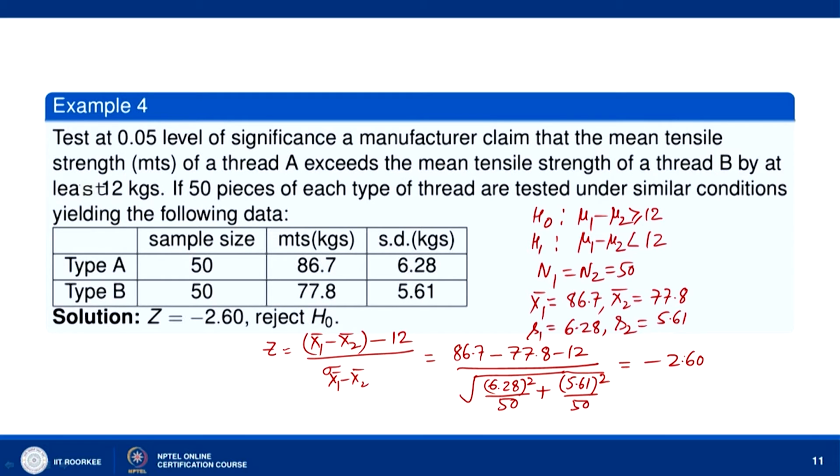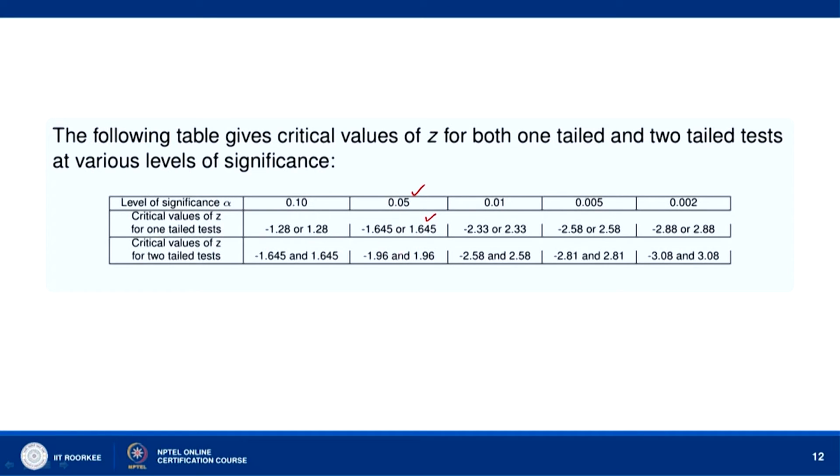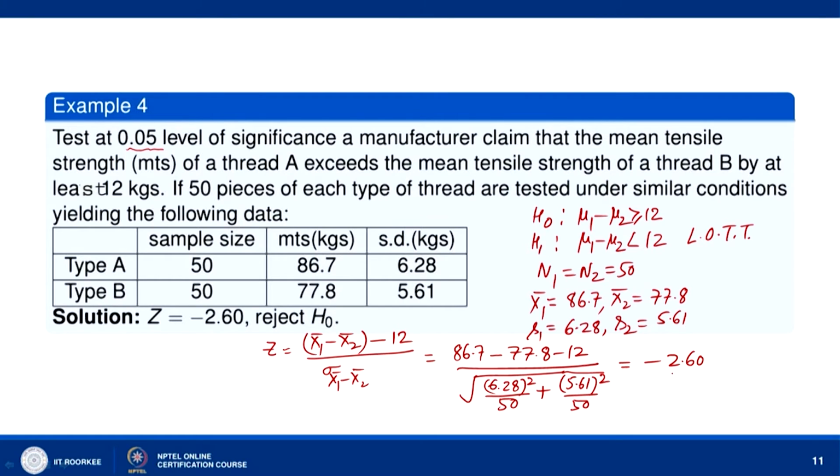We are to test it at 0.05 level of significance. Here we have mu 1 minus mu 2 greater than or equal to 12, and we are testing mu 1 minus mu 2 less than 12. So, this means that we have to apply a left one tail test. At 0.05 level of significance, the critical values of Z for a one tail test are minus 1.645 and 1.645. Let us see whether the value of Z that we have got is less than minus 1.645.